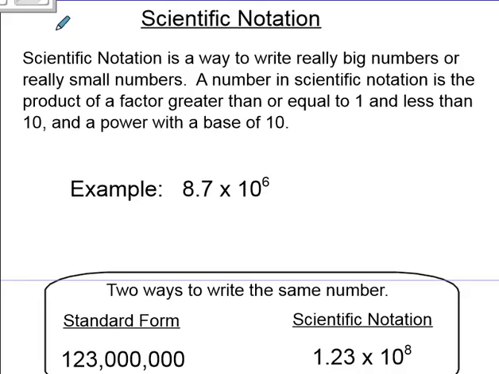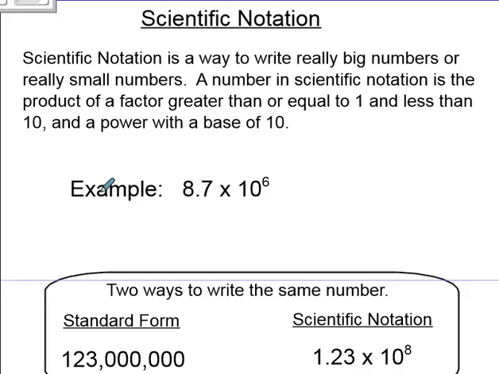This is a video on scientific notation and how to convert between standard form and scientific notation. Scientific notation is a way to write really big numbers or really small numbers. That makes it really convenient and easy to understand.